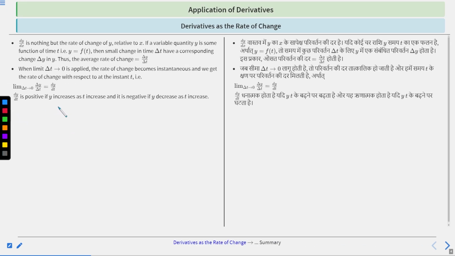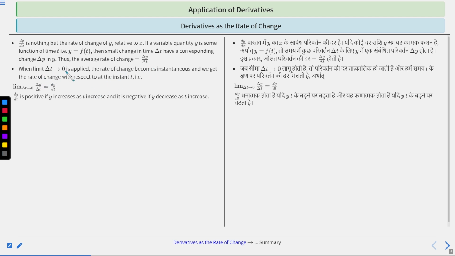First is derivatives as the rate of change. dy by dx is nothing but the rate of change of y with respect to x. If a variable quantity y is some function of time t, that is y is equal to f(t), then a small change in time delta t will have a corresponding change delta y in y, right? Thus, the average rate of change is basically delta y upon delta t, that is change in y divided by change in t.